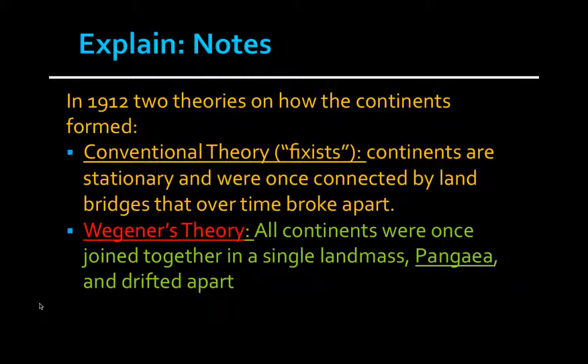There then was a second group of scientists that supported a man named Wegener. Alfred Wegener proposed a very different theory. He believed that all continents were once joined together in one giant single landmass known as Pangaea, that then over time actually moved and drifted apart.